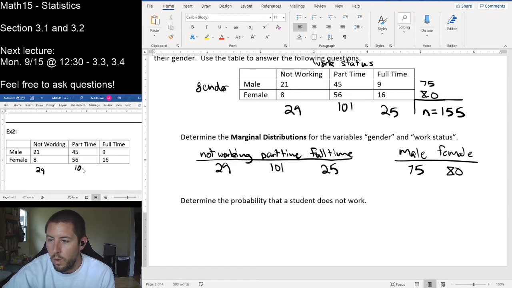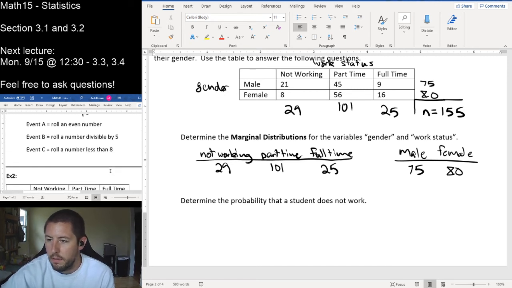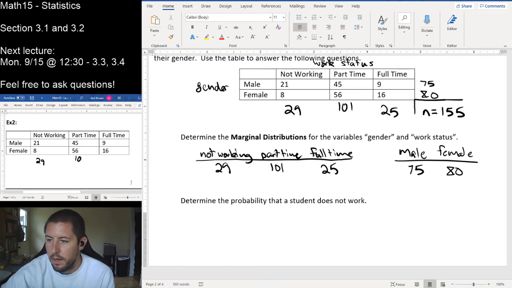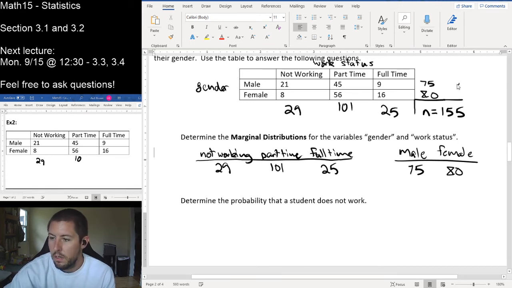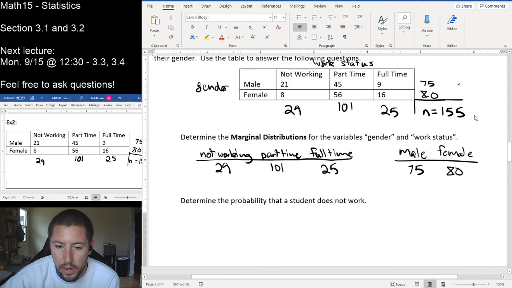29, 101, 25 and 75 and 80, and our sample size is the 155. All right, we'll use those so I can scroll away here.